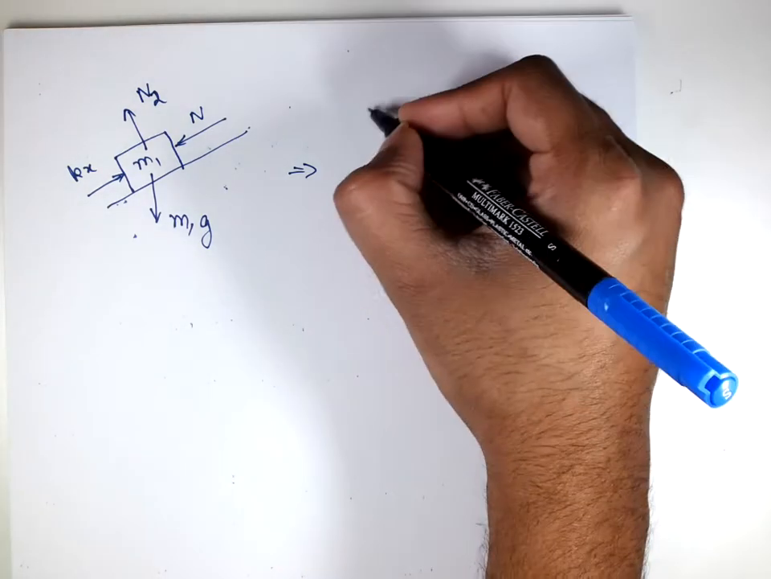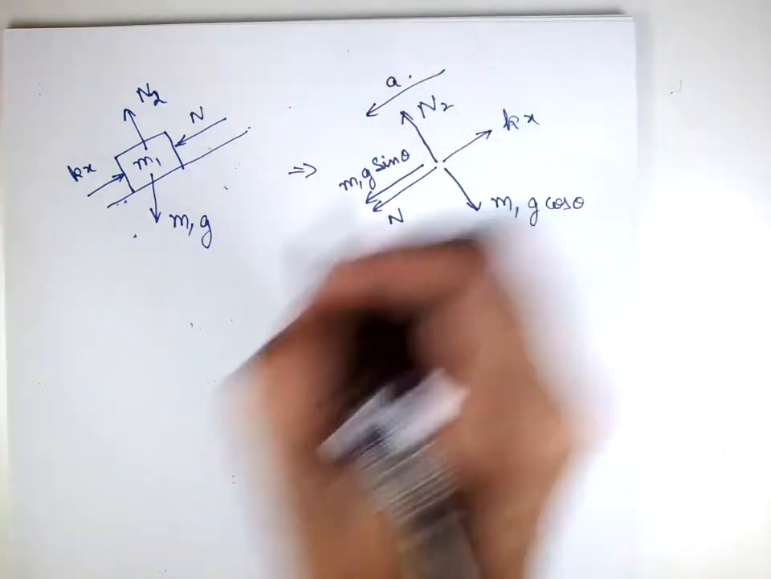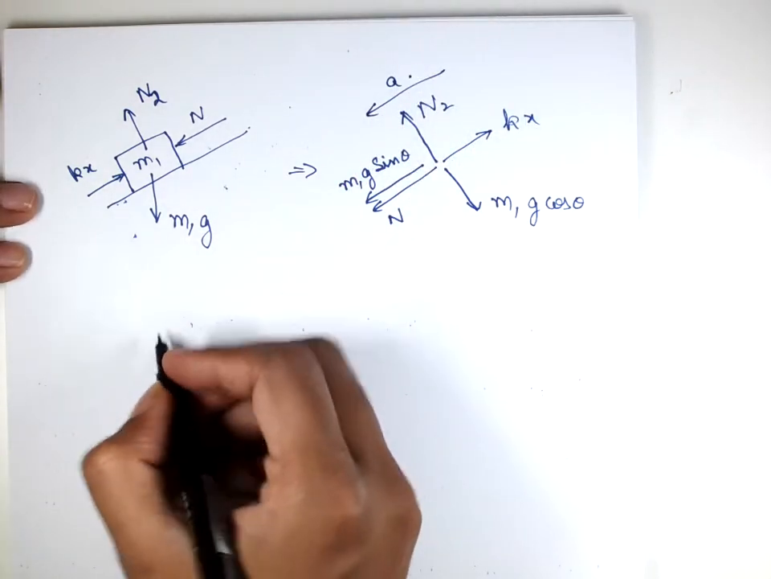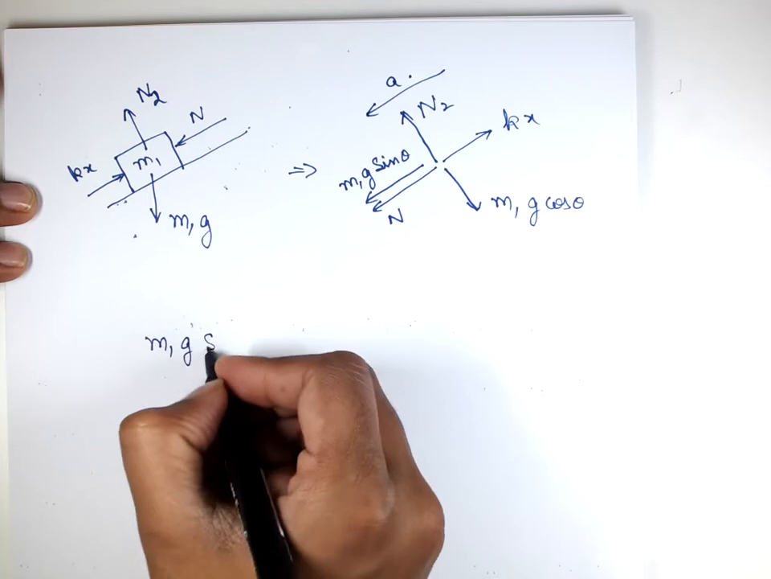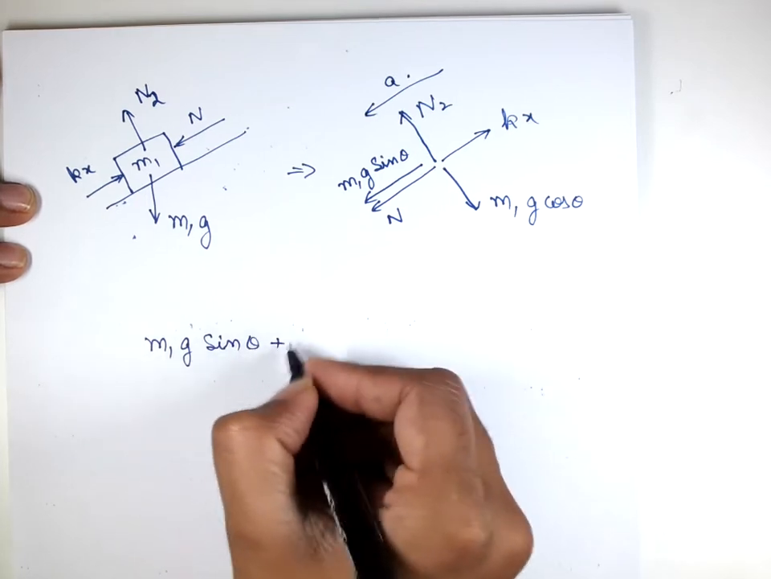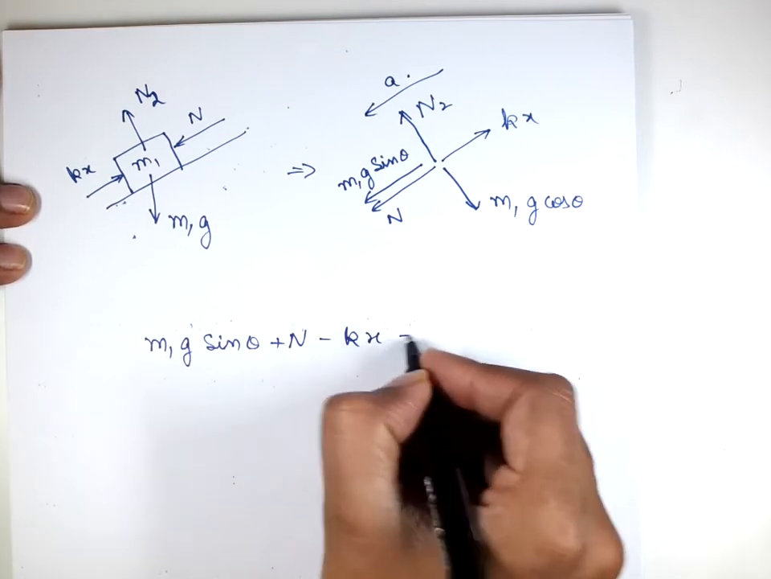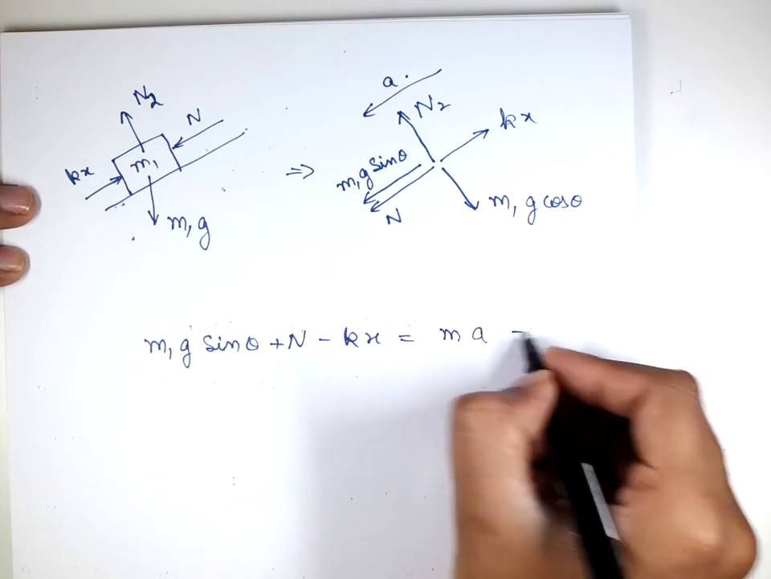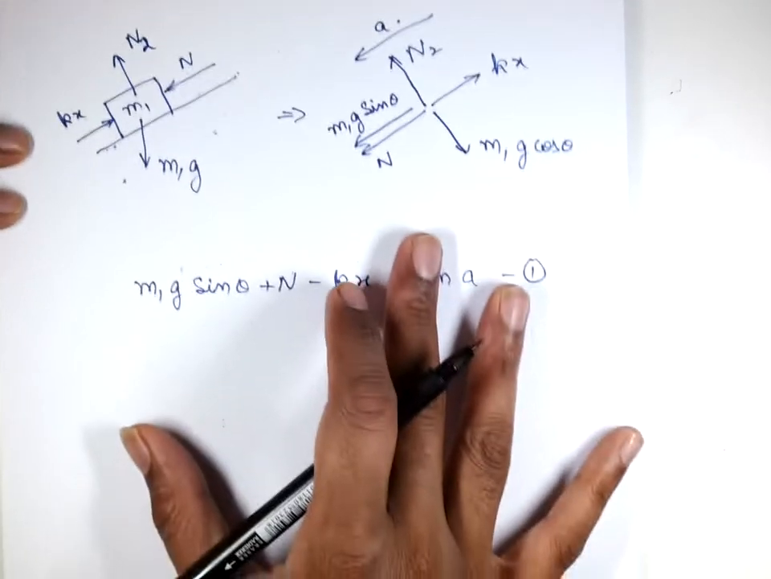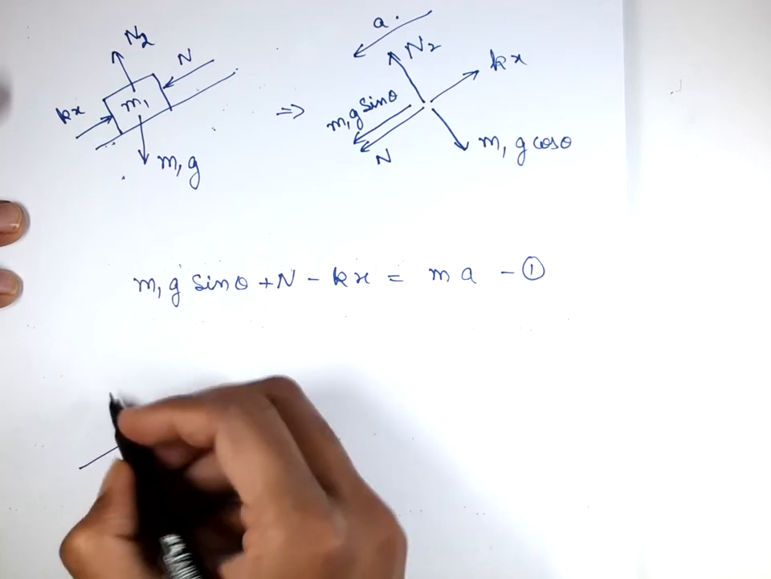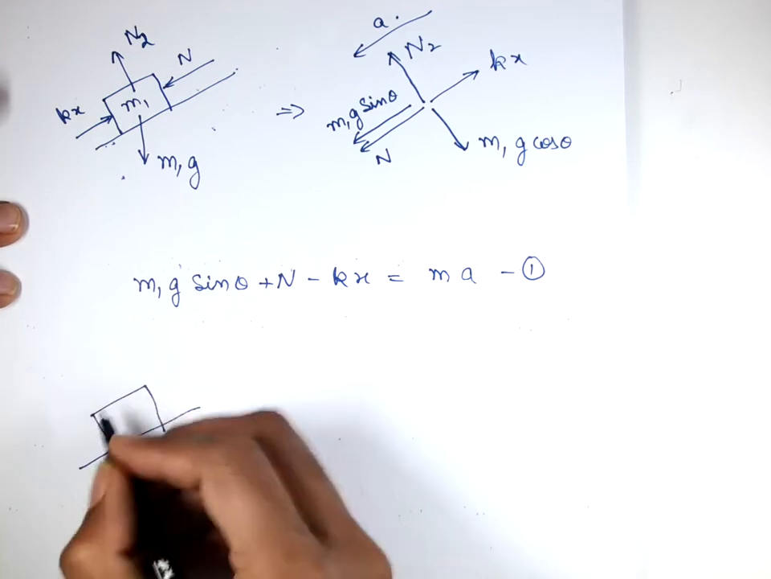Let's assume the particle's acceleration to be a in this direction. So the equation can be stated as m1 g sin theta plus N minus kx is equal to mass into acceleration a. This becomes equation number 1 for the first block. And for the very same situation, let's consider the second block.